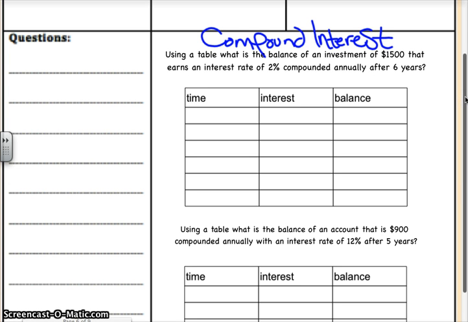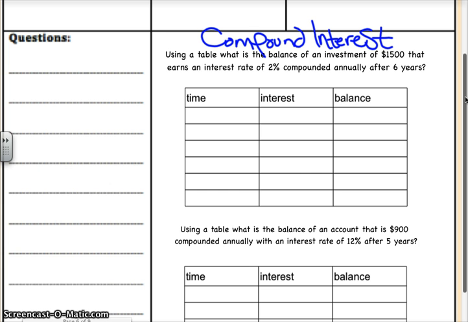So we're going to develop the formula based on a table. There's going to be some problems today where you'll have to determine compound from a table. Using a table, what's the balance of an investment of $1,500 that earns an interest rate of 2% compounded annually after 6 years? Annually. What do you think annually means? Every 6 years? Nope. Every year. Somebody said it. Every year.